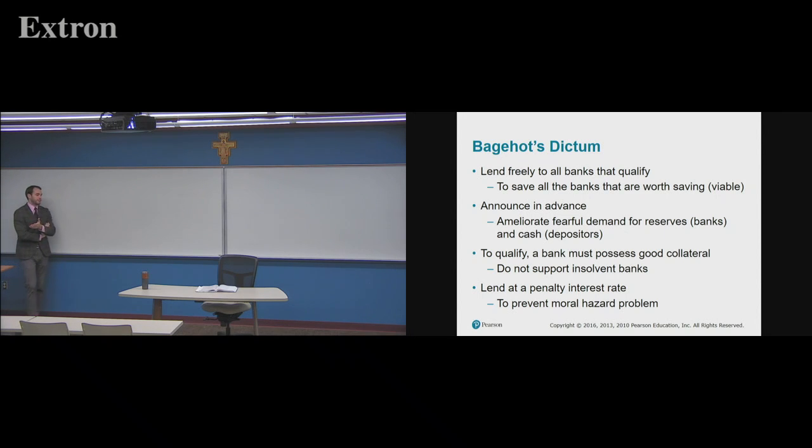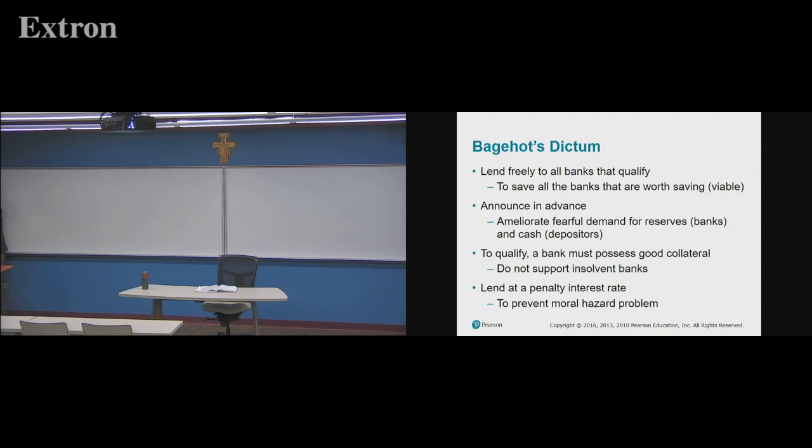Because there's less of a cost, there's less of a threat, they know that someone's there to bail them out at the end. Banks would be more likely to take on riskier and riskier investments. So part of the way to control for that, to prevent the moral hazard, is to not support insolvent banks. The other part is to lend at a penalty interest rate.